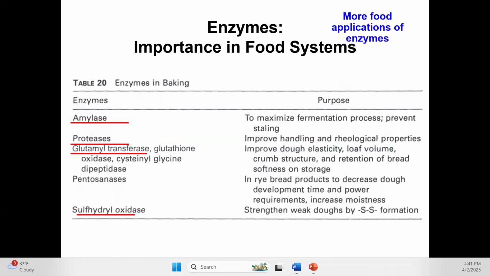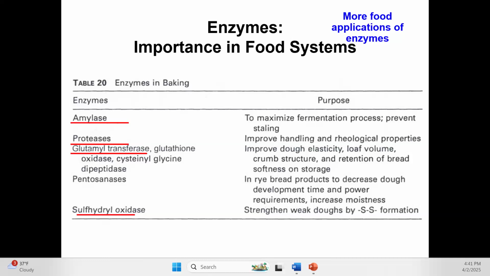Enzymes in baking: sometimes you use a little bit of amylase so that in the starter or the fermentation process, your microorganism will have more sugar to help with fermentation. Break down gluten a little bit to enhance viscosity. Glutamyl transferase is your transglutaminase. Sometimes people refer to it as glutamyl transferase, but it's really your transglutaminase. And it helps with polymerization and enhancing, for example, the formation of rice bread.